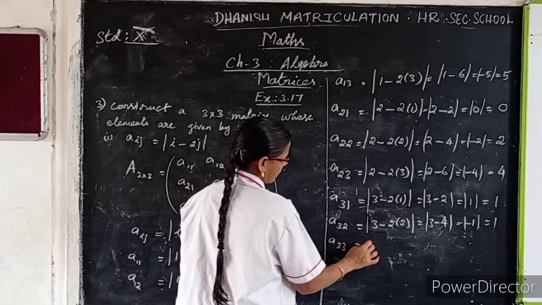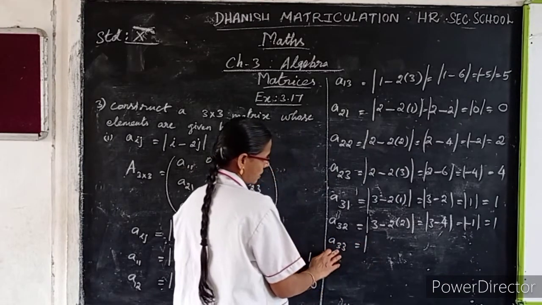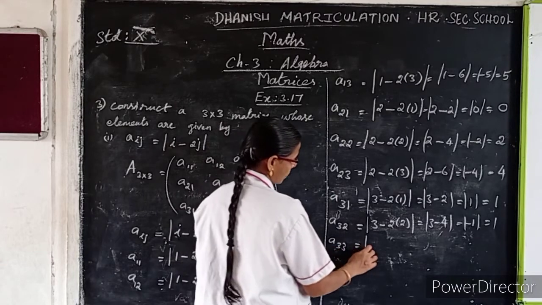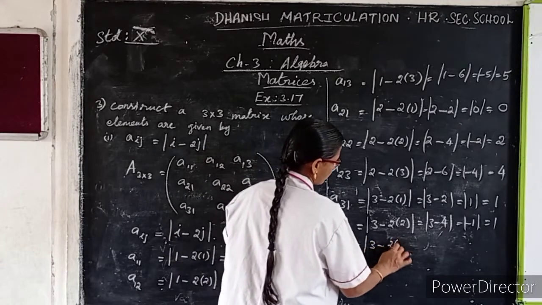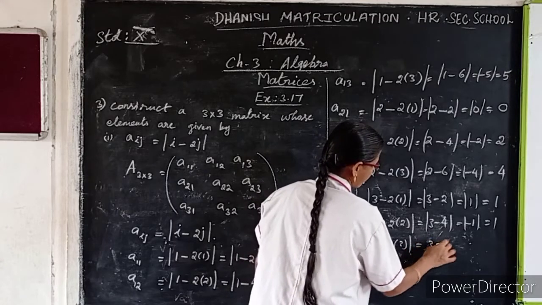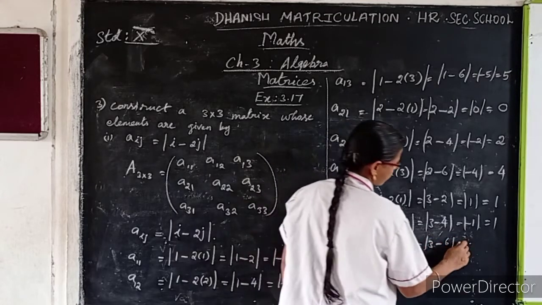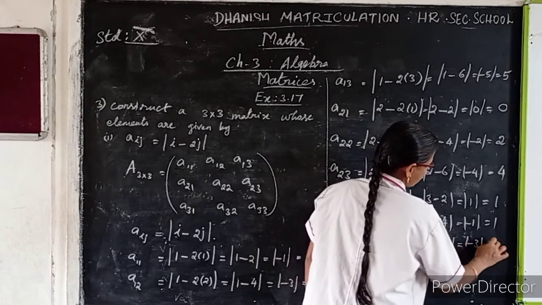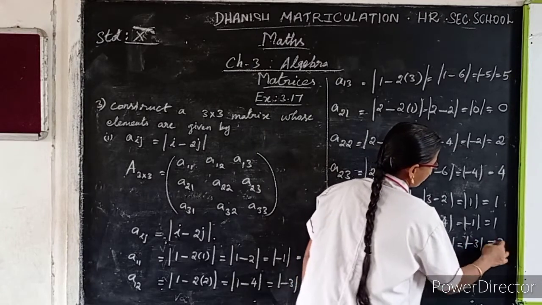A33. Modulus of, here I is 3, j also 3. 3 minus 2 into 3. 3 minus 2 3s are 6. 3 minus 6 is minus 3. So modulus of minus 3 is 3.